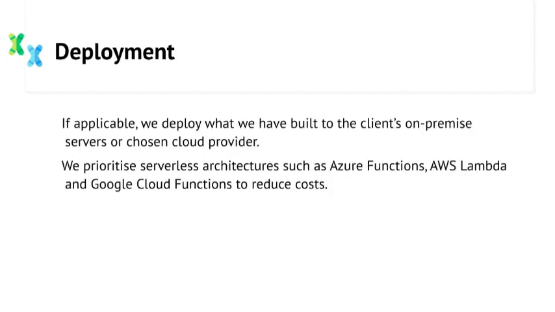Once the model has passed testing and quality control, we move on to deployment. We can deploy either to the client's on-premise servers or to their chosen cloud provider. We prioritize serverless architectures such as Azure Functions, AWS Lambda, and Google Cloud Functions to reduce costs.